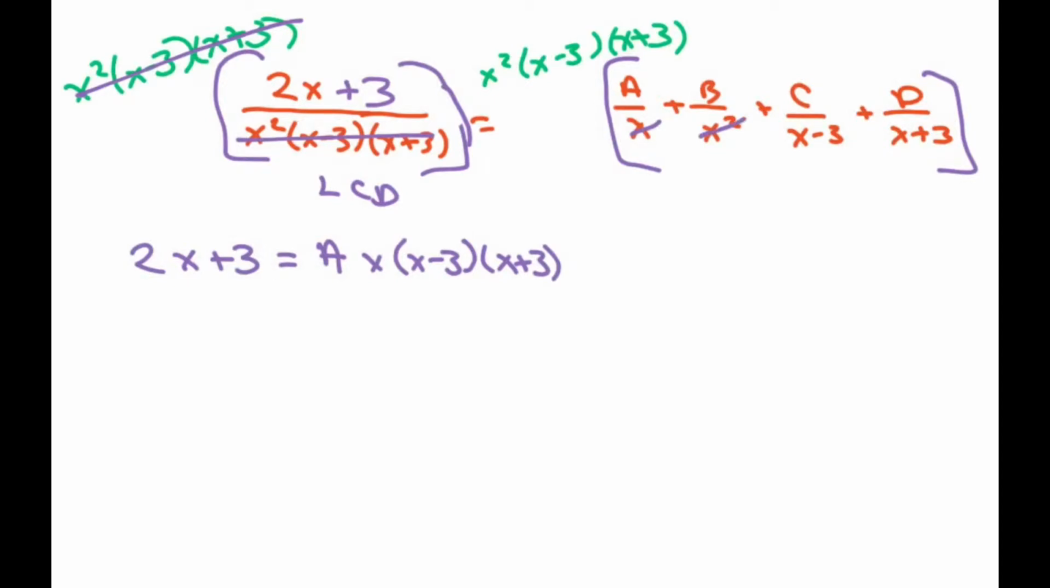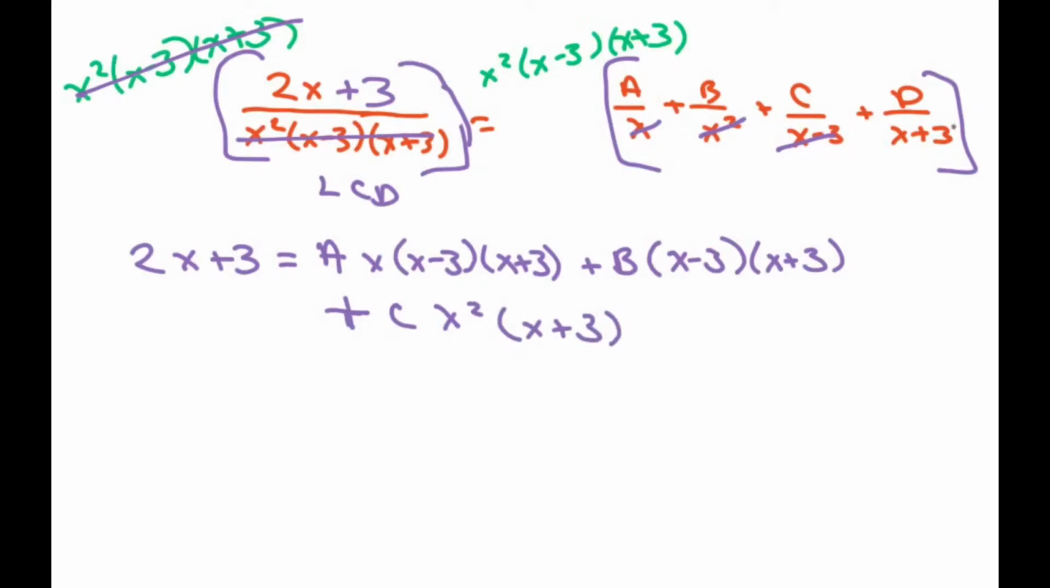Then the x squares cancel, and you're left with B times x minus 3 times x plus 3. Then this cancels, so you're left with C times x squared times x plus 3. And this cancels here, so you're left with plus D times x squared times x minus 3.